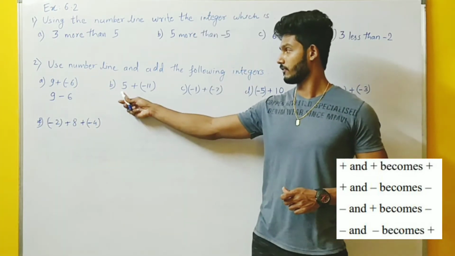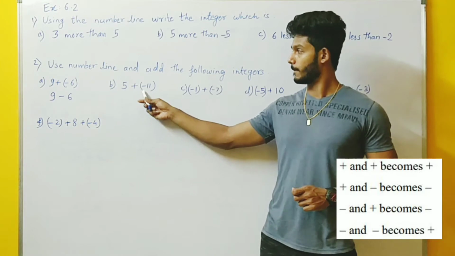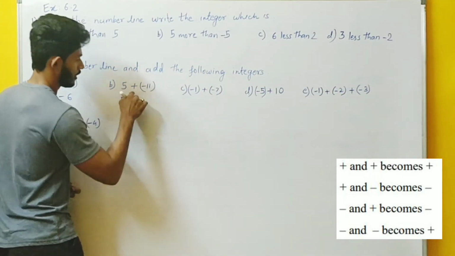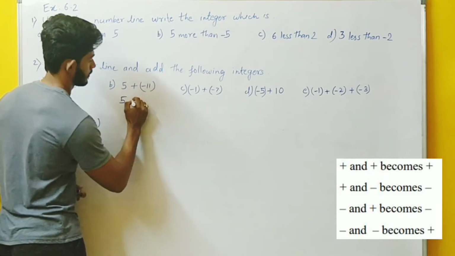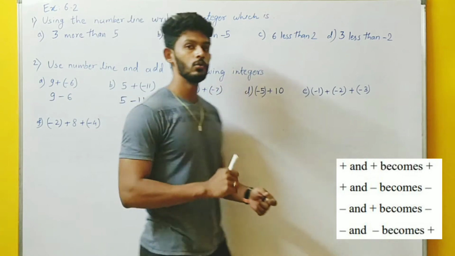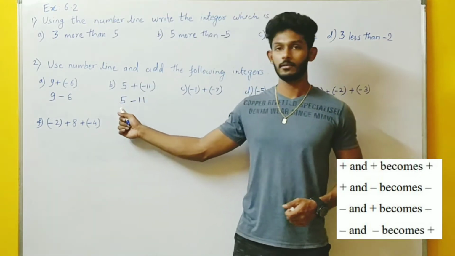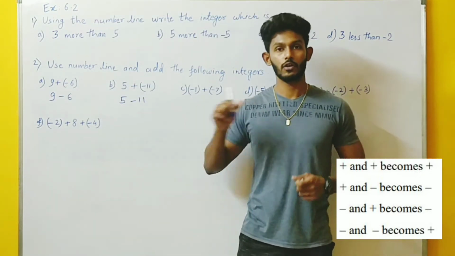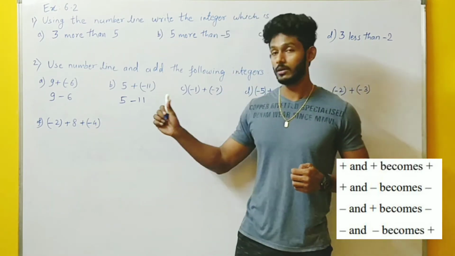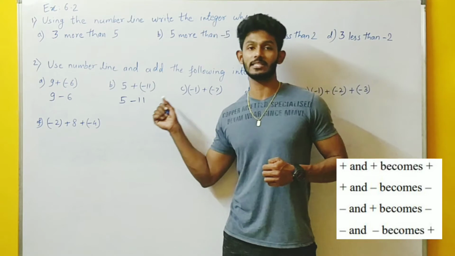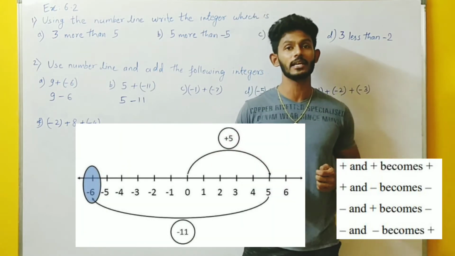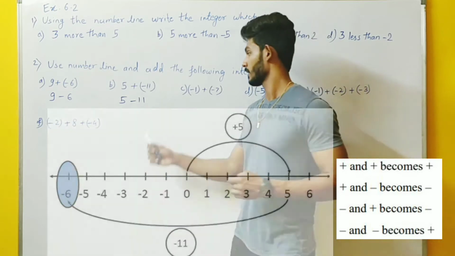Now 5 plus minus 11. So this will be 5 plus and minus will be minus 11. Now first we will be at 5. From 0 we will move to 5. Then we will move towards the left hand side by 11 steps. So when we move 11 steps towards the left hand side, we will reach minus 6.